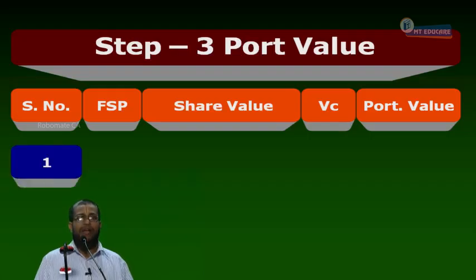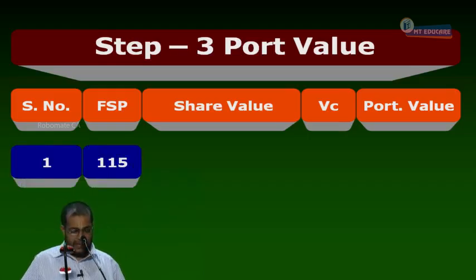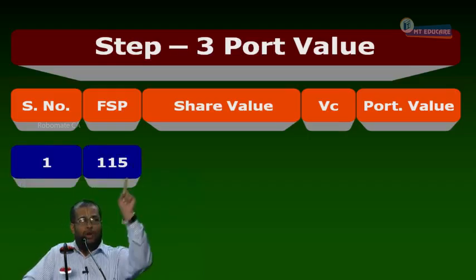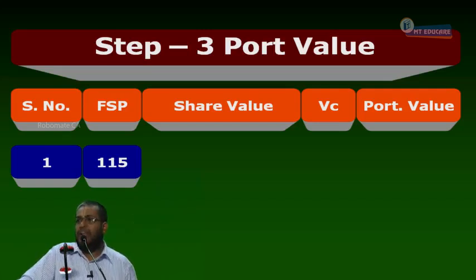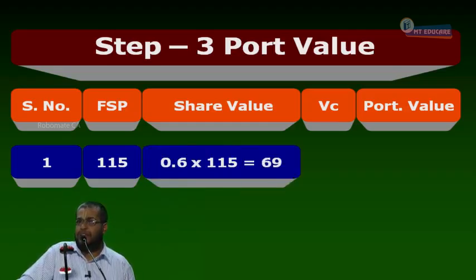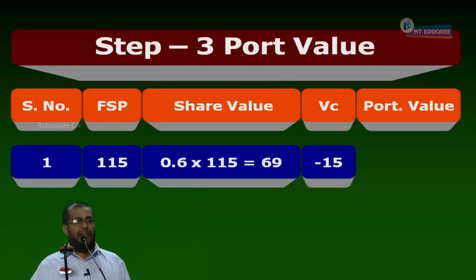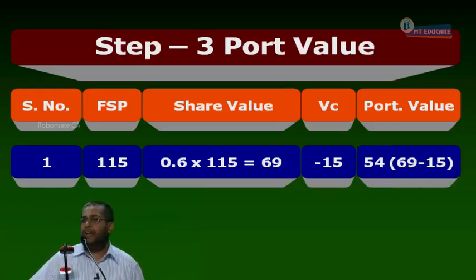Now, situation 1. FSP can be what? Sorry, 115. FSP can be 115. If I hold one share, what is my worth? 115. I am holding only how much? 0.6 shares. So my share value is 0.6 into 115, 69. Will other party exercise the call or not? Yes. Due to which my call value is minus 15. If I add, what is my portfolio value? 54. The portfolio value is 54.